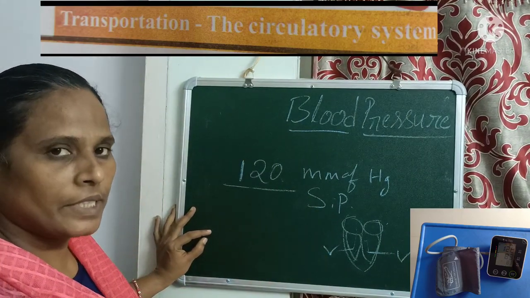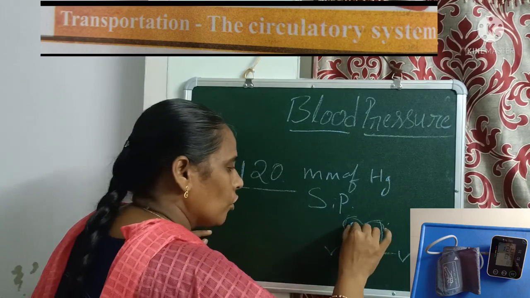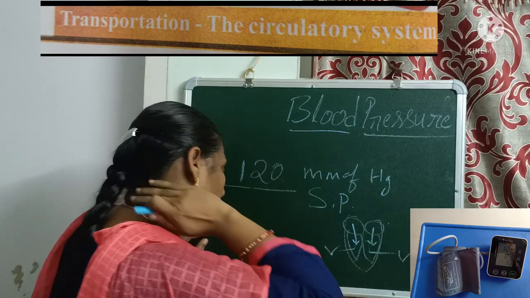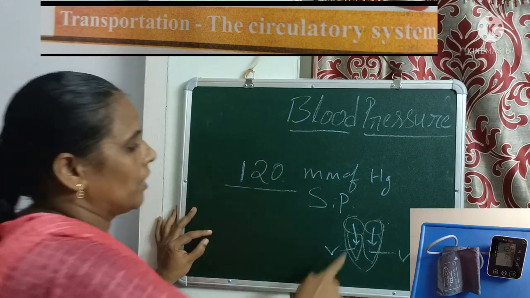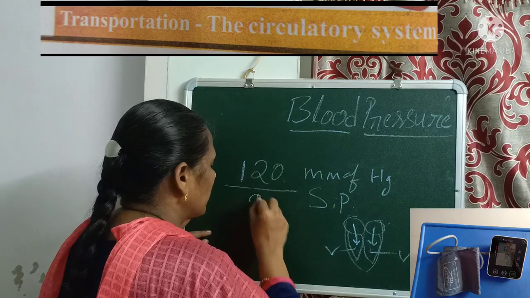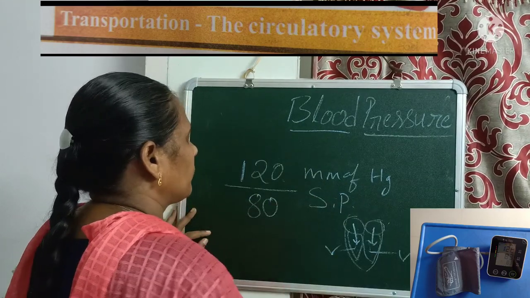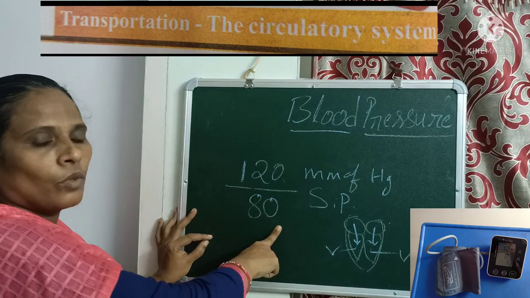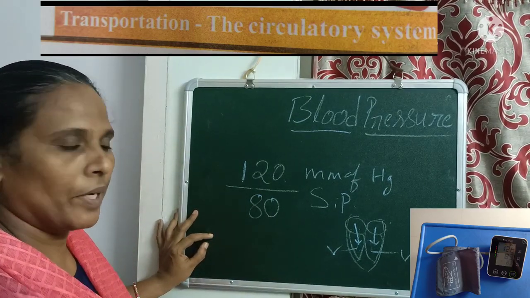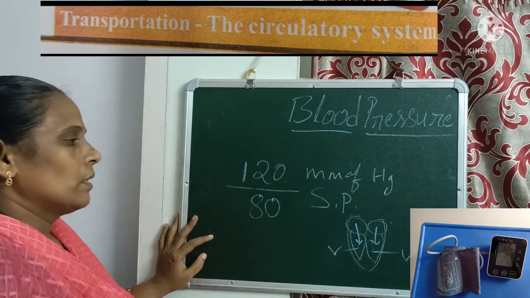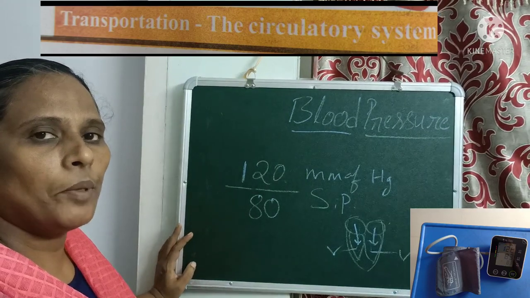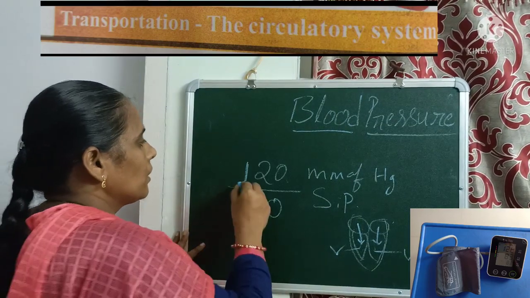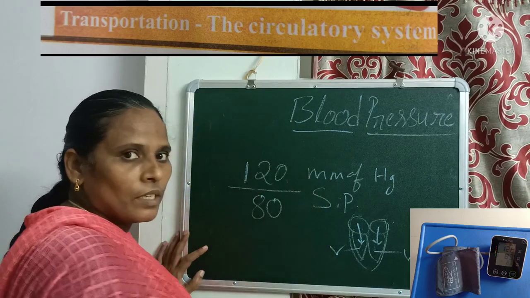And the second measure is taken when the blood flows into the ventricles from the atriums or auricles. This is 80 mm of mercury. These two readings are taken with the help of a sphygmomanometer in BP. In some people, we hear of high BP. High BP is nothing but hypertension. It means these readings may increase in some people.